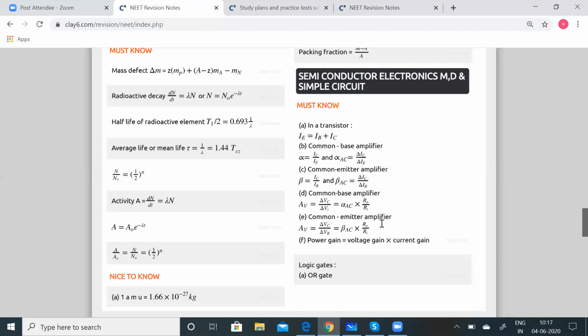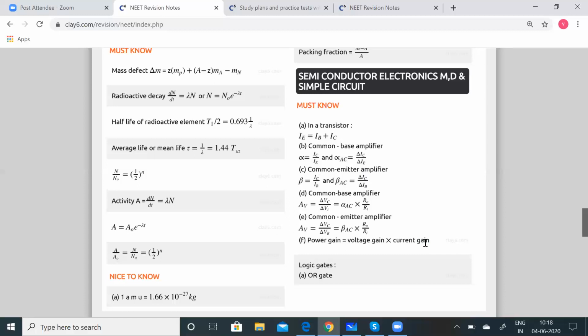For a common emitter amplifier, the voltage gain AV is equal to delta VC by delta VB, which is equal to beta AC into RO by RI. The power gain is equal to voltage gain into current gain. So these are the important things you have to know regarding transistors.